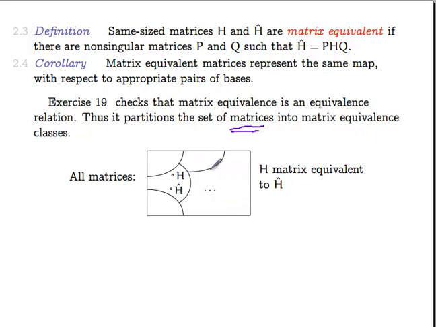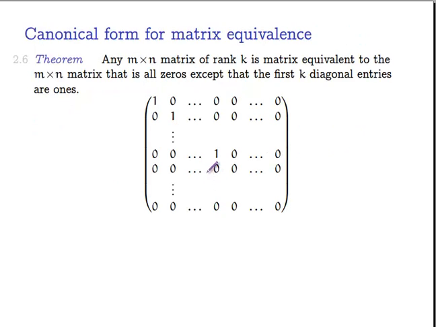Now remember, when we did this before, we tried to find one representative in each class that basically tells us what that class is all about. It characterizes that class. And that's what we're going to do now. Any m by n matrix of rank k is matrix equivalent to the m by n matrix that's all zeros except the first k diagonal entries are ones.